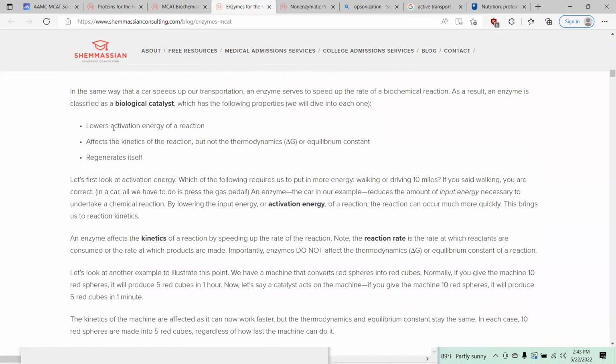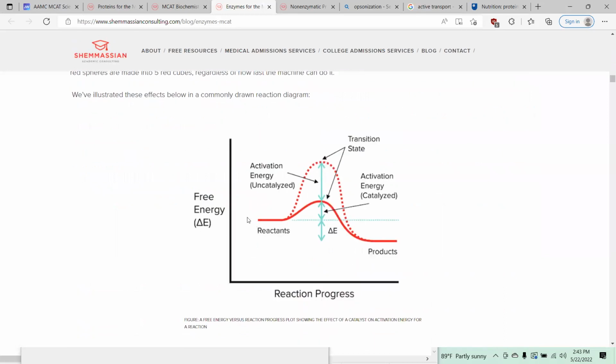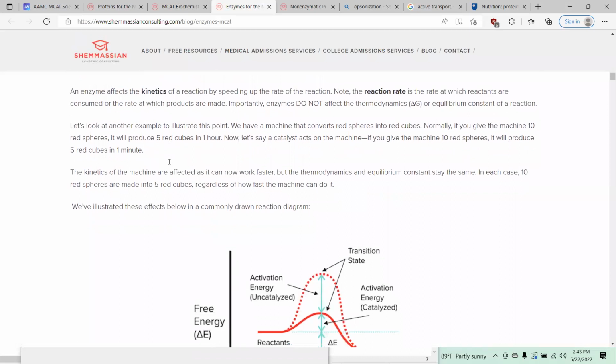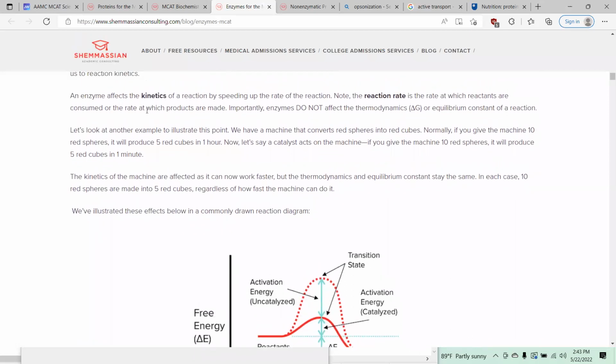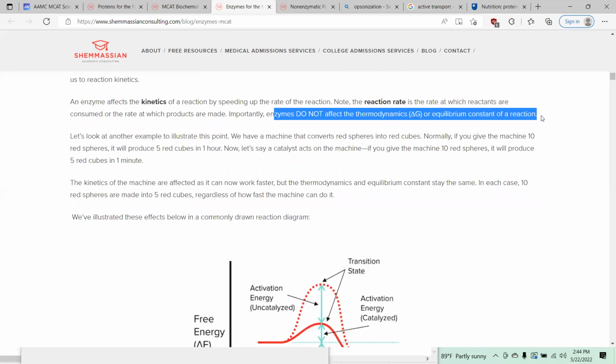And the activation energy, because the activation energy was the barrier to the speed. So they're saying it affects the kinetics of the reaction. When we say kinetics, we mean the time frame, but not the thermodynamics of the reaction or the equilibrium constant. That's just a fancy way of saying we don't affect the free energy. We don't affect the reactants' or the products' beginning or ending point. Okay. So an enzyme affects the kinetics of a reaction by speeding up the rate of the reaction. The reaction rate is the rate at which reactants are consumed or the rate at which products are made. Enzymes do not affect the thermodynamics or equilibrium constant of a reaction.